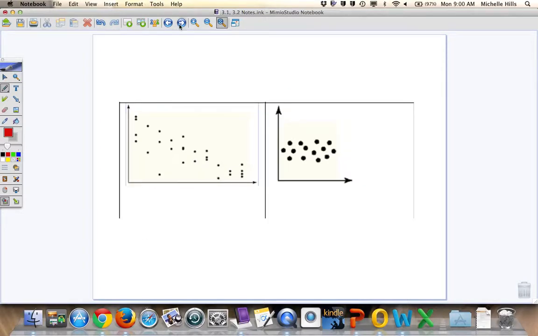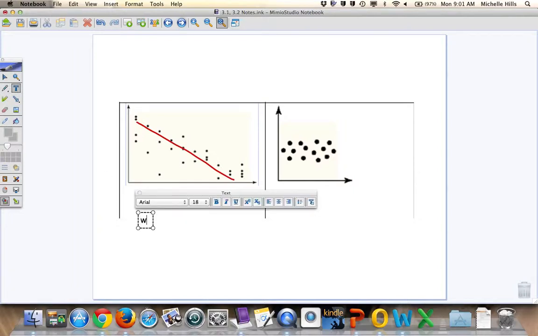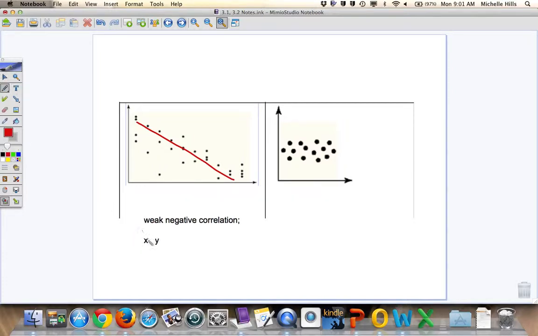Now I'm going to kind of zoom through some of these last ones. If I look at this one, I can tell that the trend is in the negative direction, but the points are a bit more scattered, so I would say weak negative correlation. And on a negative correlation, as x increases, y decreases. So as x is going larger, y is getting smaller.